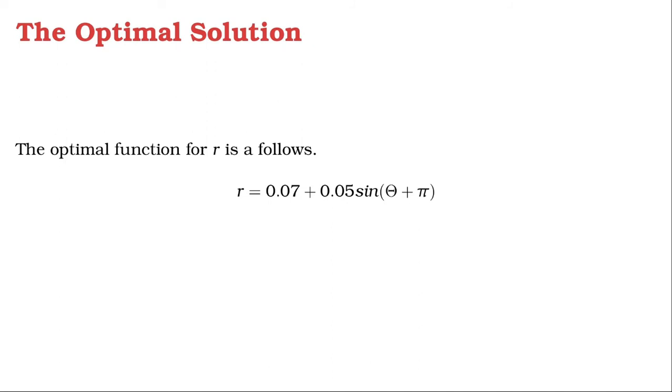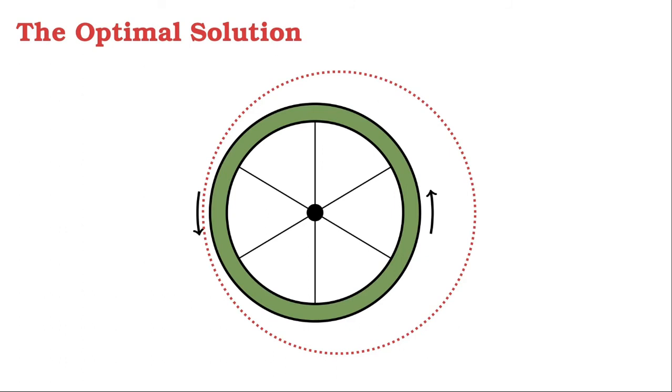Therefore, the optimal function for r, given our assumptions, is equal to 0.07 plus 0.05 times the sine of cap theta plus pi. Here's a graphic depicting the optimal solution for r. The dotted line shows the path of the bird's center of mass as the wheel rotates counterclockwise.